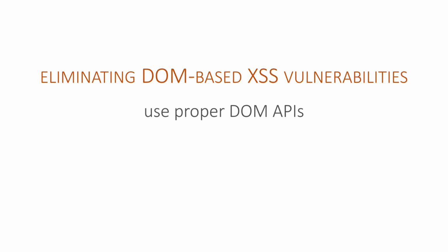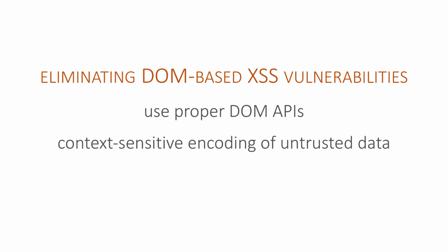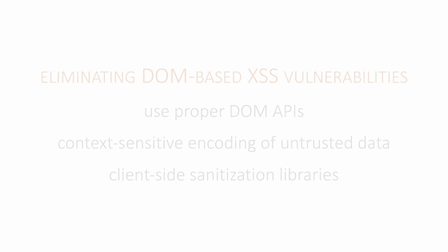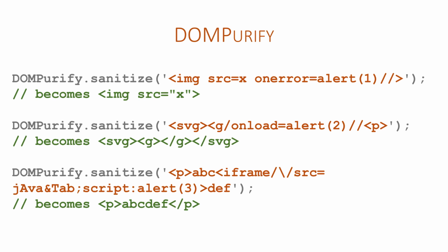Of course, using the proper DOM APIs is not always possible. In those cases, you can fall back on traditional XSS defenses. Untrusted data can be encoded for the right context before inserting it into the page. Various client-side encoding libraries support encoding of data for different contexts. Alternatively, client-side sanitization libraries transform untrusted HTML code into safe code. One of the best client-side sanitization libraries out there is DOM Purify.